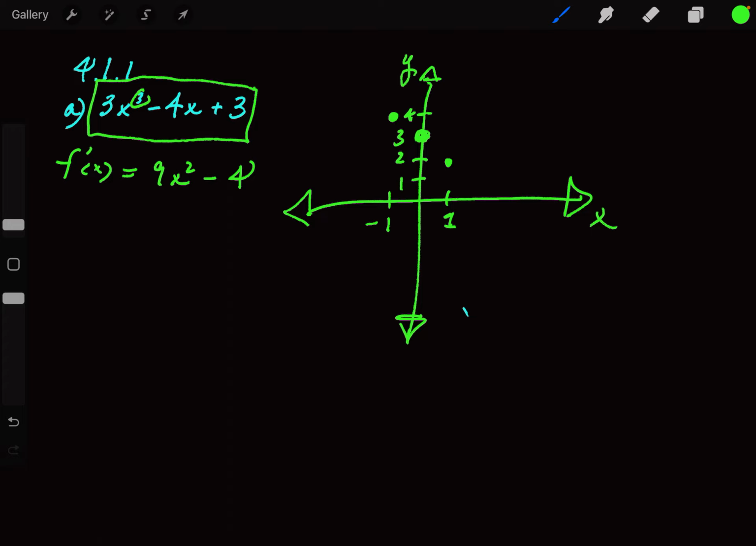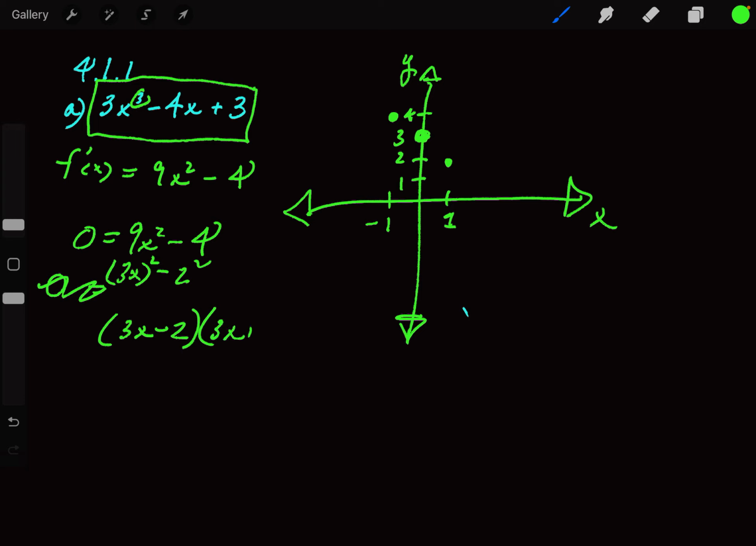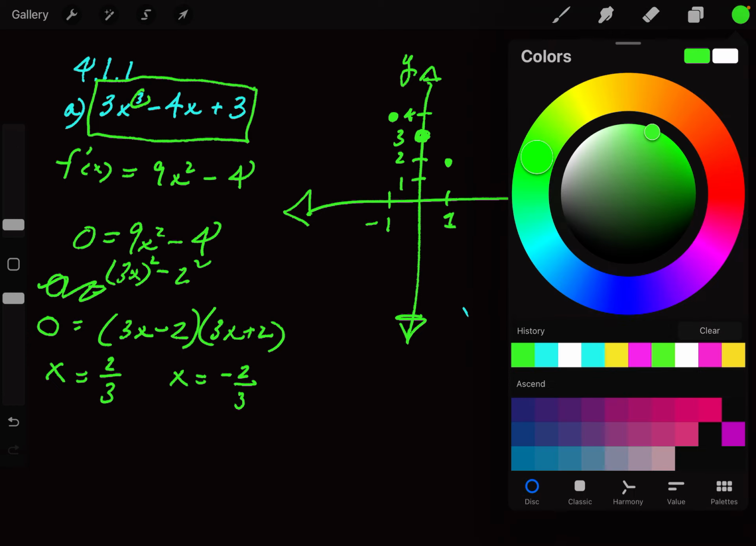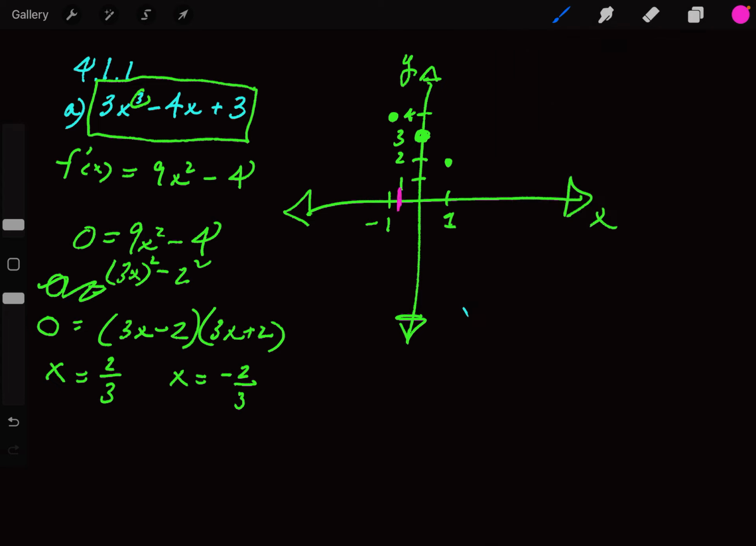Now, what you do is you set your derivative equal to 0 and solve for when it's equal to 0. This here is the difference of two squares. This is 3x squared minus 2 squared. So it factors as 3x minus 2 times 3x plus 2 equals 0. This gives me two values where it's 0: x equals 2 over 3 and x equals -2 over 3. So I'm going to put points right here at -2 over 3, and right here at +2 over 3. And this is where the derivative equals 0.